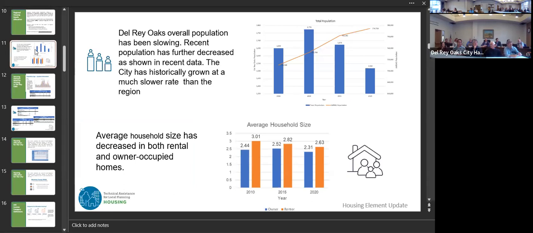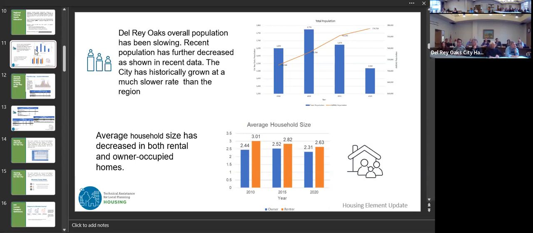So what is our overall population? Well, the city of Delray Oaks has not had population growth over the last 20 years or longer. Looking back at 2010, 2000, they're almost at a stagnant population, and the highest peak was in 2017, and it's actually gone down even since 2020 with the first analysis. So you'll see that in the 6 cycles there's actually been a reduction in the population of the city. It just really doesn't grow, and at a much slower rate than the region and the city.